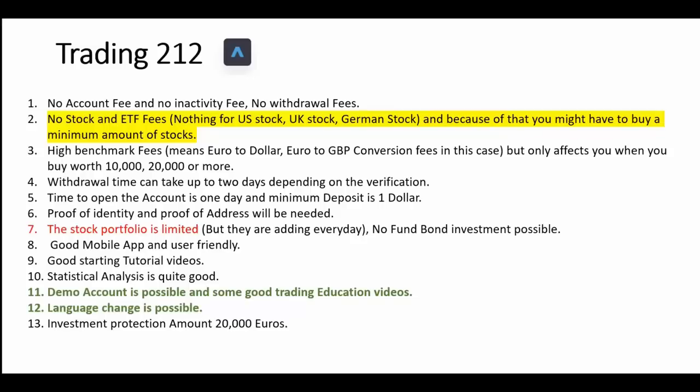Point 5, time to open the account is 1 day and minimum deposit is $1. Yes, it needs 1 day, which is really good, and minimum deposit is $1. Like DeGiro, you don't need almost any deposit and you can start trading instantly. Point 6, proof of identity and proof of address will be needed. Like I said before, this is common for every app. Point 7, this is one of the major drawbacks of Trading 212, and the only one which I see: the stock portfolio is actually limited.